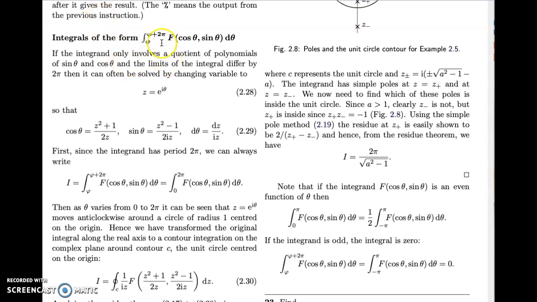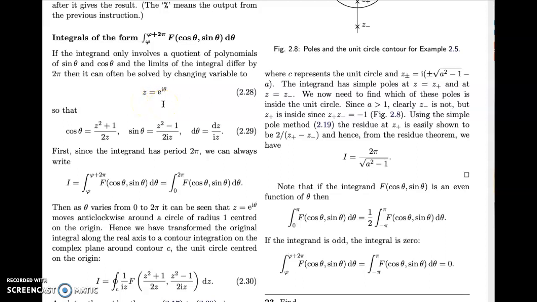So now we're going to look at integrals which are quotients of polynomials of sine and cos, integrated over one period. So this is rather a neat approach. It's completely different from the other contours. We basically make a change of variables and put z equals e to the i theta.